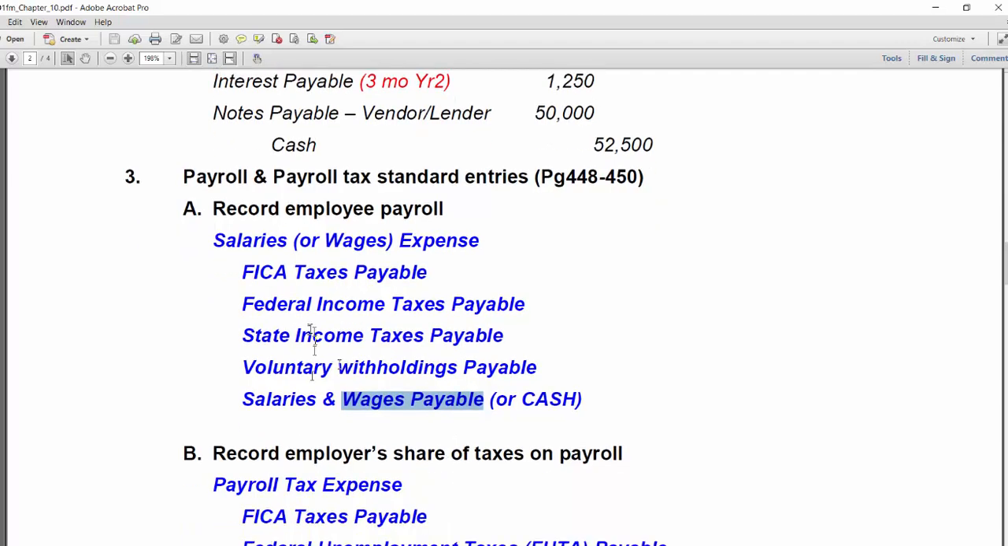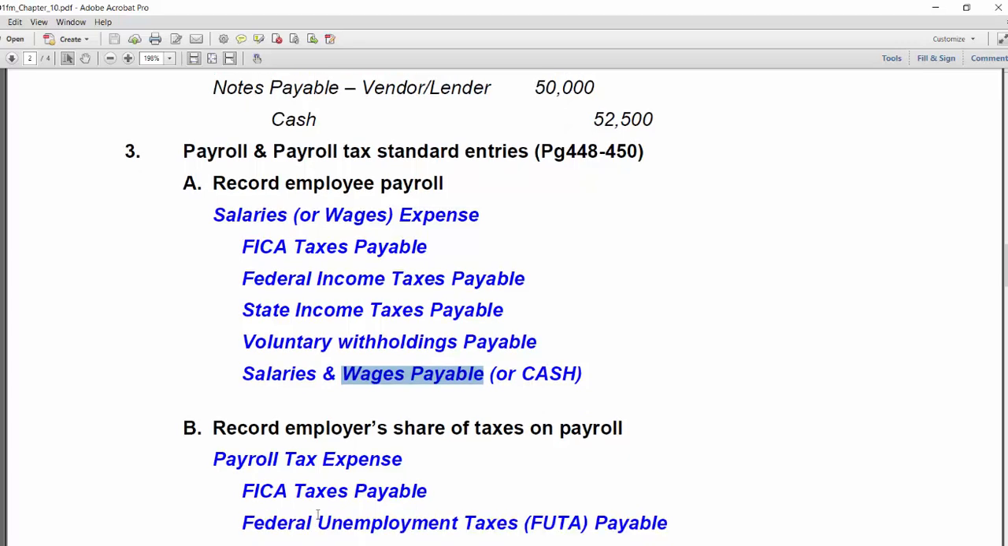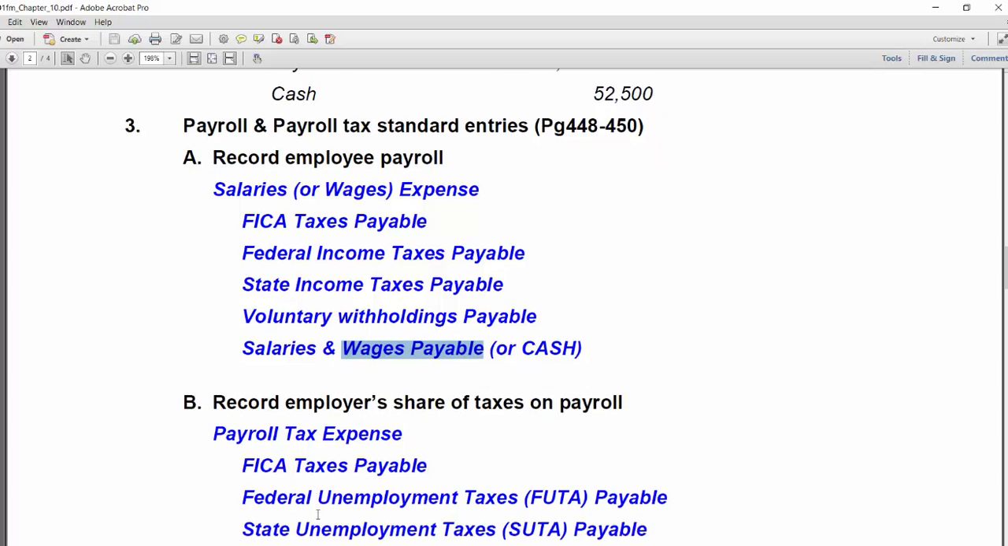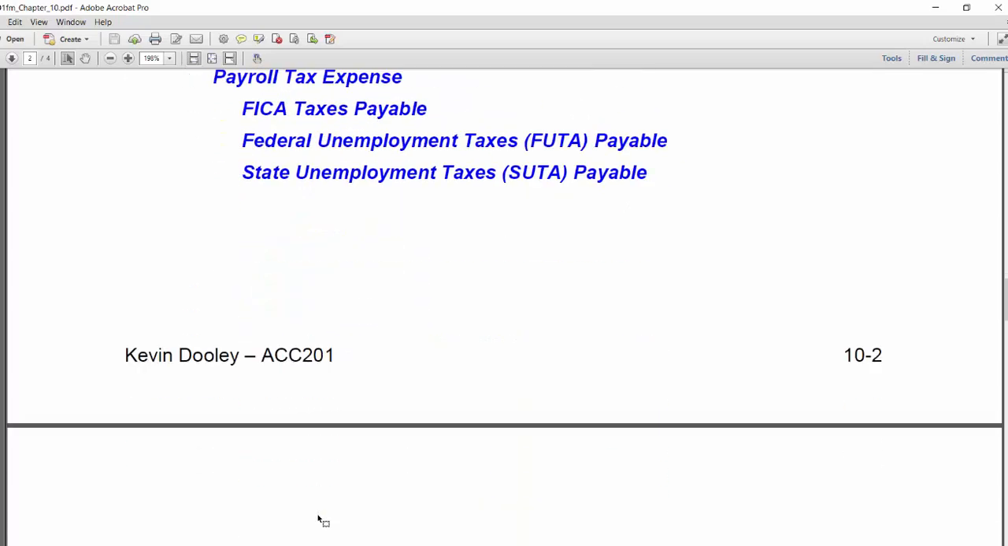The employer share typically matches the FICA taxes, so there's Social Security and Medicare matching amounts, and then the employer also has to come up with or take care of the cost of possible federal unemployment benefits or state unemployment benefits for these employees.